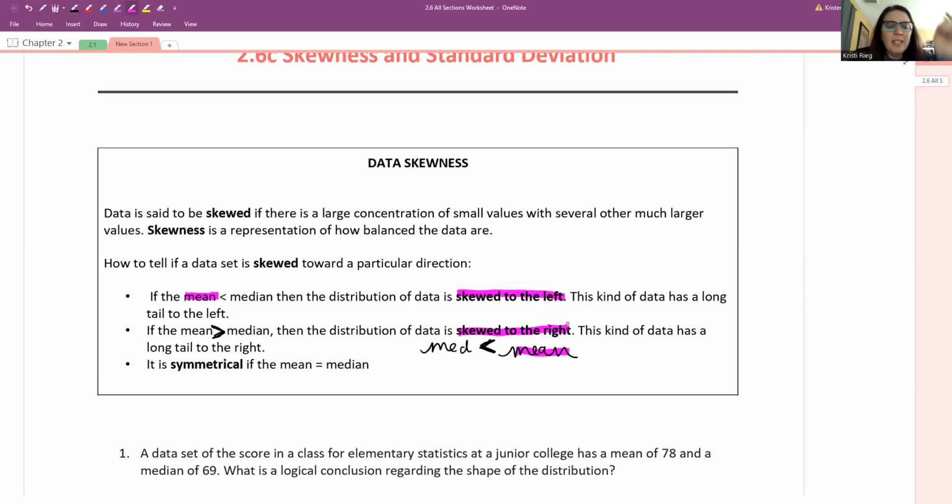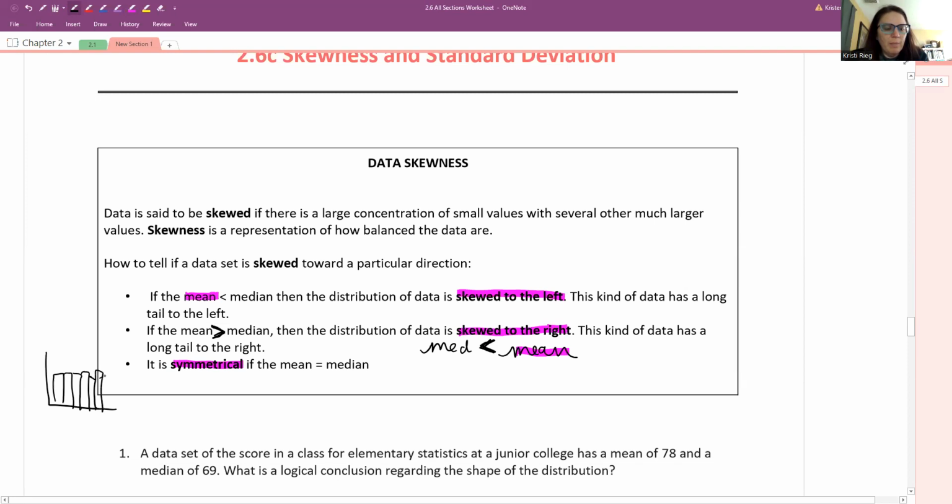And finally, it's symmetrical if the mean equals the median. I can draw this one. Symmetrical is where all of your frequencies, all the bars of your histogram, are basically the same. I did some a little taller, some a little shorter, but overall they're basically the same. So that would be symmetrical.